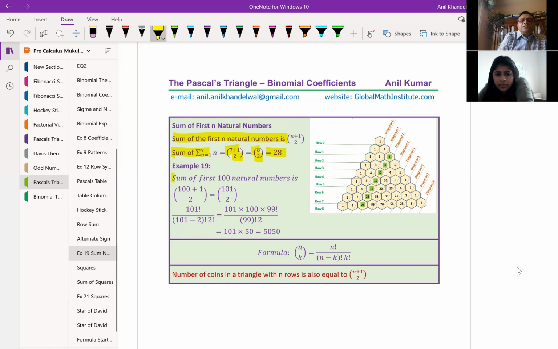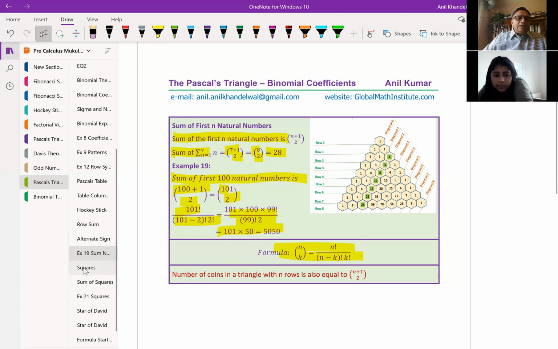So the question here is, what is the sum of the first 100 natural numbers? Clearly 101 choose 2 is your answer, and you can use the factorial form or the shortcut method which we understood, and you get your answer as 5050. Without a calculator, you have to find this answer. Is that clear to you? You could use the formula if the numbers are bigger. When we're talking about n choose 2, you multiply n times n plus 1 and divide by 2, which is also the formula you know.